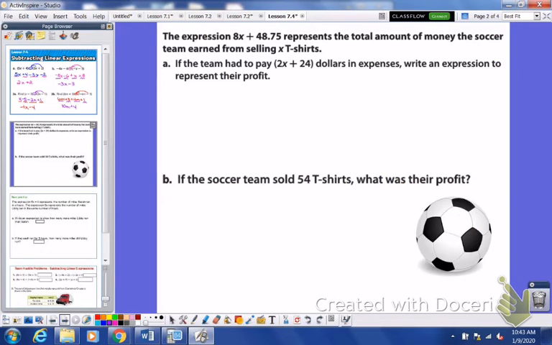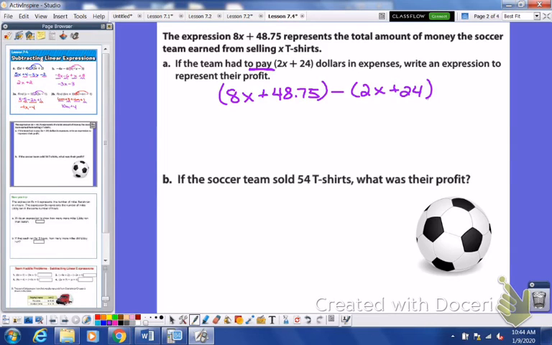Okay, let's apply this to a word problem. The expression 8x plus 48.75 represents the total amount of money the soccer team earned from selling x t-shirts. Part A, if the team had to pay 2x plus $24 in expenses, write an expression to represent their profit. All right, so the team brings in 8x plus 48.75. That's how much money they collected. Now they have to pay. If you have to pay something, that means you're losing money, so we're going to subtract 2x plus 24. Okay, so there's our expression.